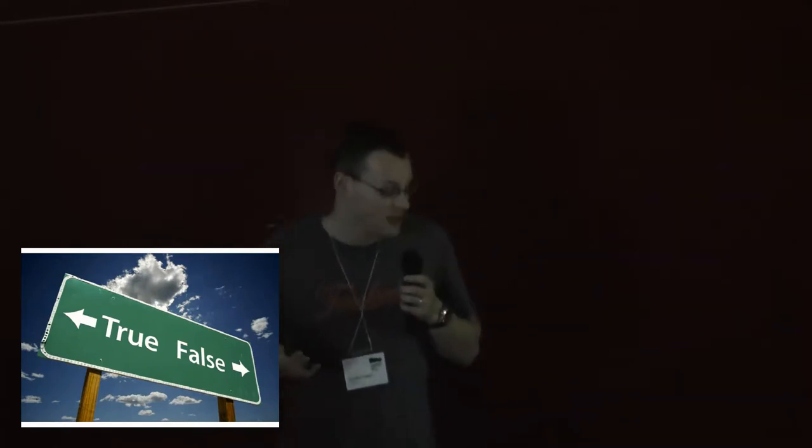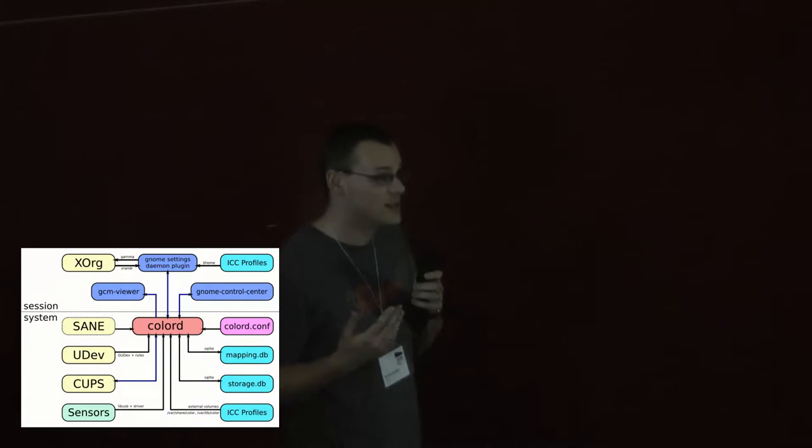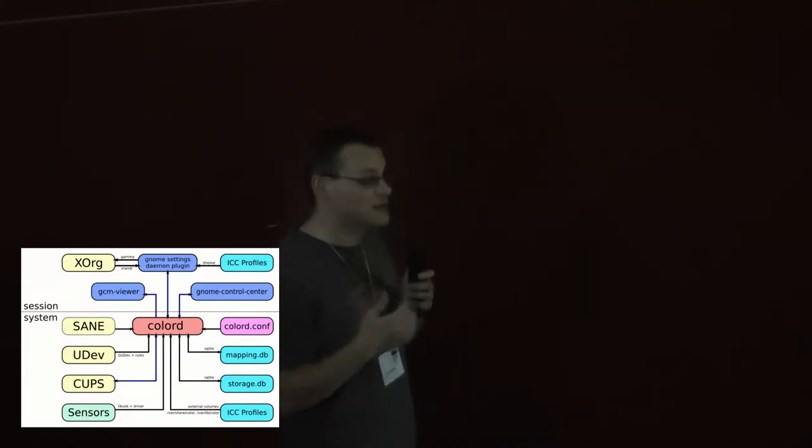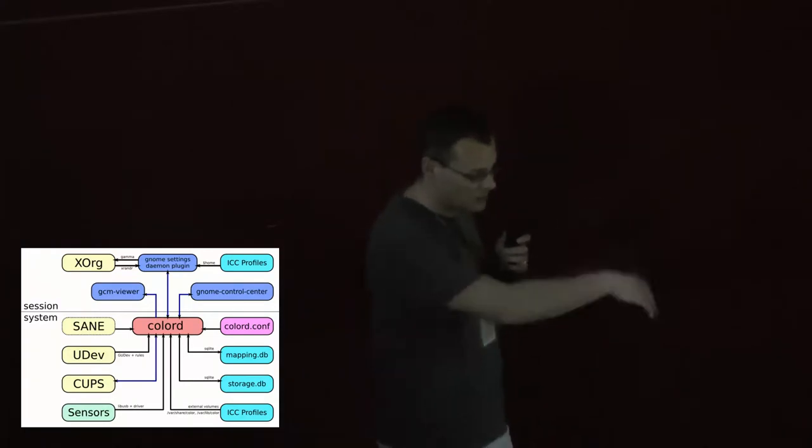So this is the architecture we've been working on for the last year and a half. Colour D is a system daemon in the system context. It talks to SANE, udev, and CUPS also registers devices with Colour D, and CUPS then uses Colour D to get the correct profile for a document based on paper and this kind of stuff. I'll come to more later.